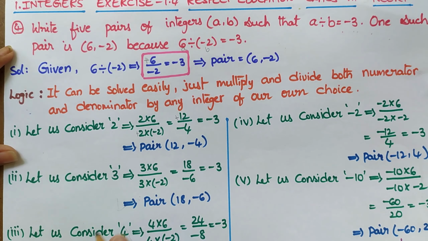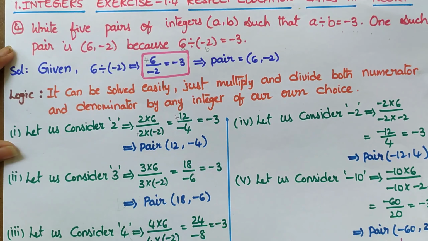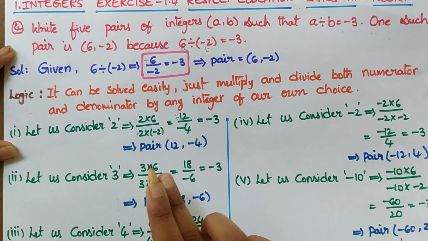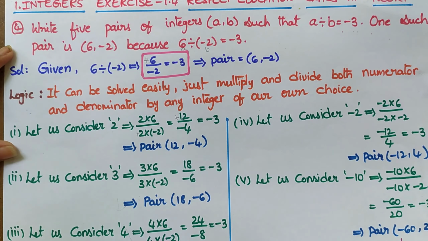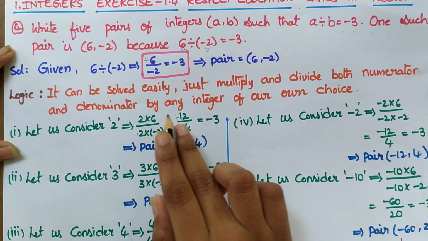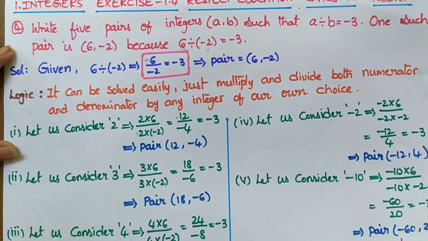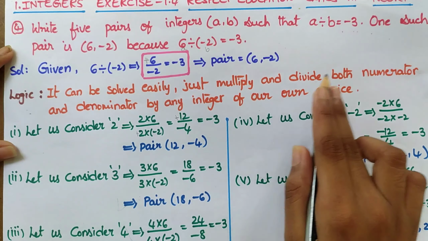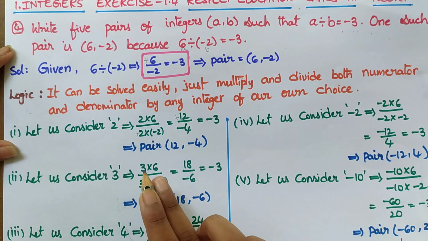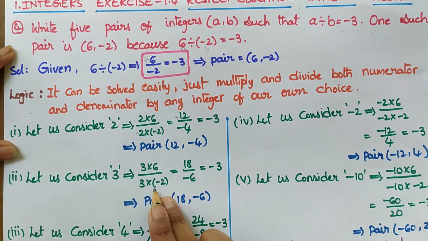Now let us take another integer of our own choice. Let us consider it as 3. Now as it is, let us take the given pair, 6 by minus 2. So 3 into 6 by 3 into minus 2, because we should multiply and divide both numerator and denominator by any integer of our choice. So we have taken the integer as 3 and multiplied both numerator and denominator: 3 into 6, that is the numerator, by 3 into minus 2, that is the denominator.